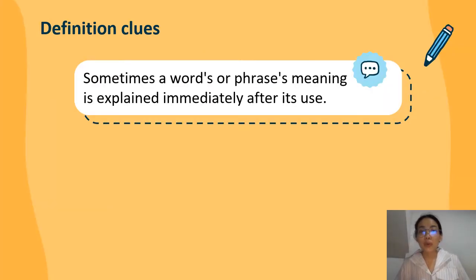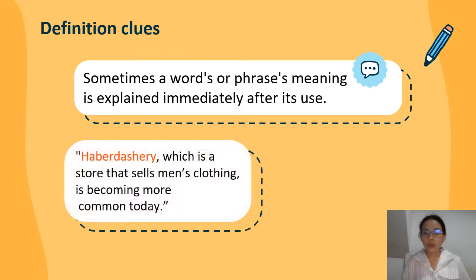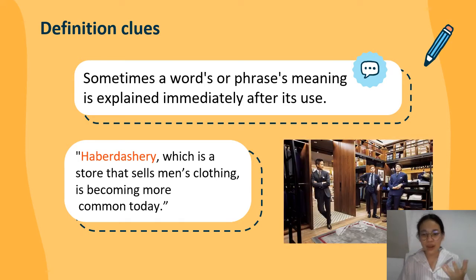The first one we learn is definition. Definition, you will find this in the dictionary when you're trying to look up a word you don't know. You are looking for the definition, or sometimes we call it meaning. So, haberdashery? What is it? Haberdashery, which is a store that sells men's clothing, is becoming more common today. What is the definition for this? Can you guess?